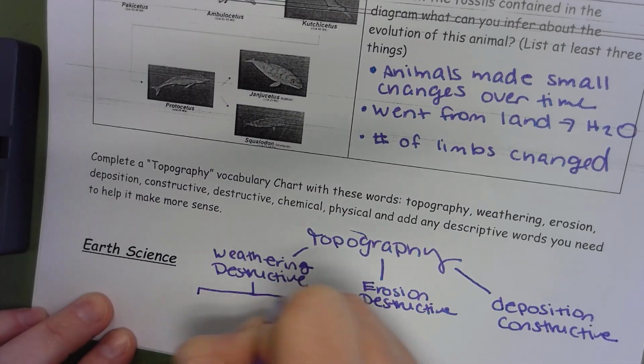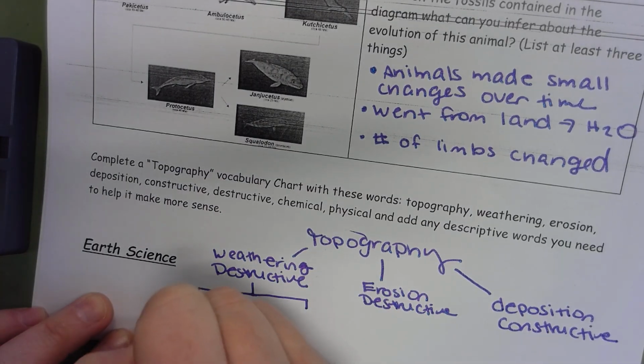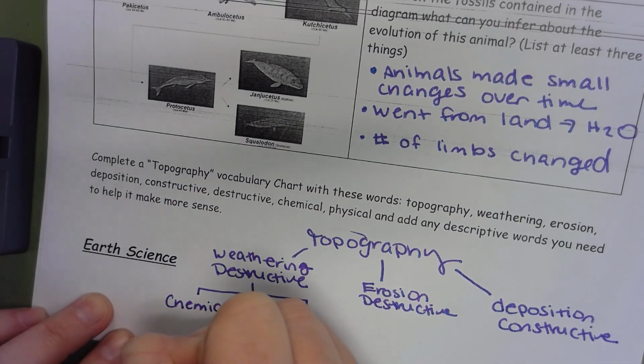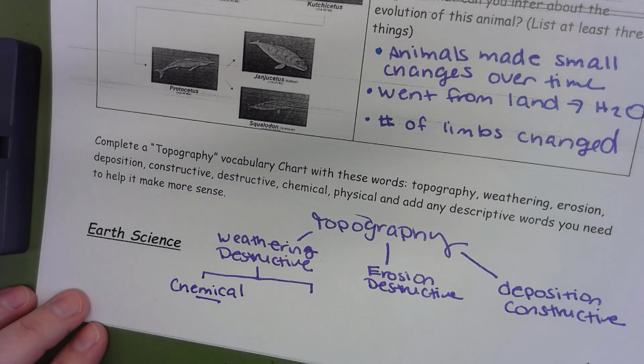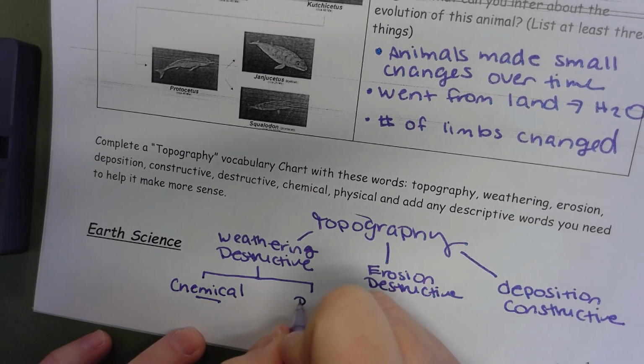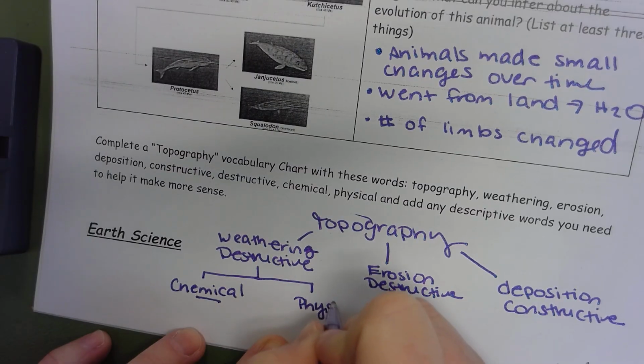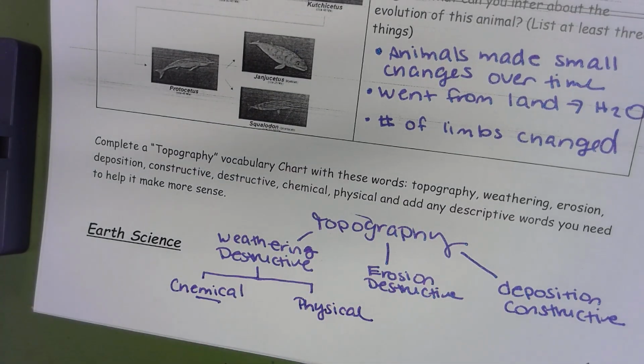And there's 2 types of weathering. We have chemical. And remember, the M in chemical means changing molecules. It's a brand new substance. And then physical, which is just making things into smaller bits. Alright, moving on.